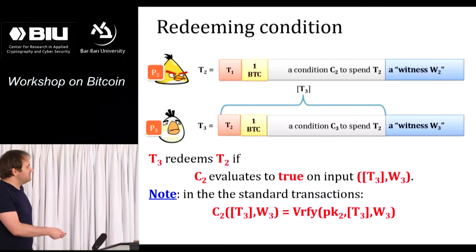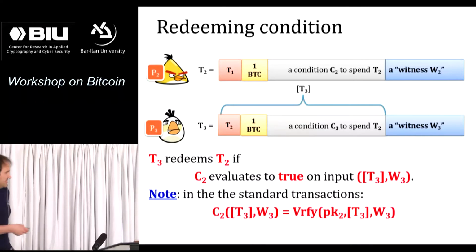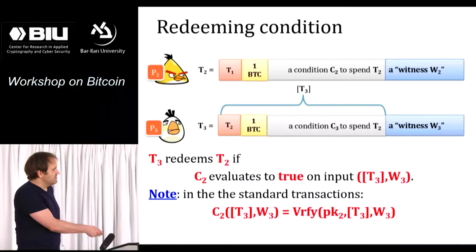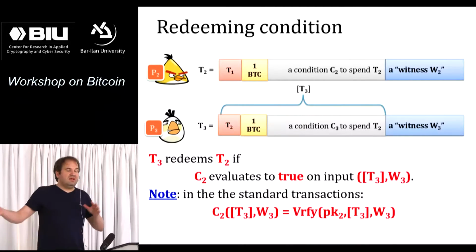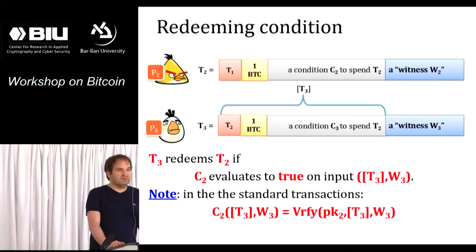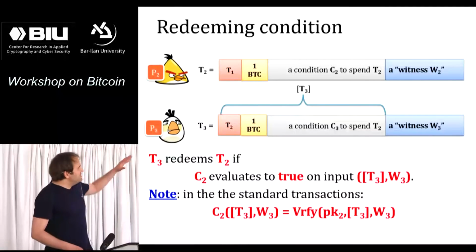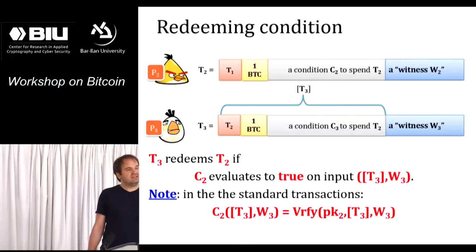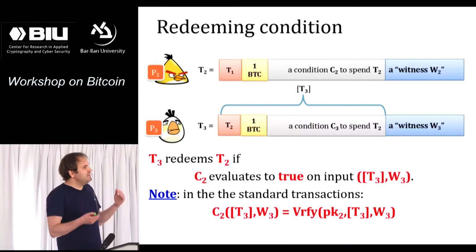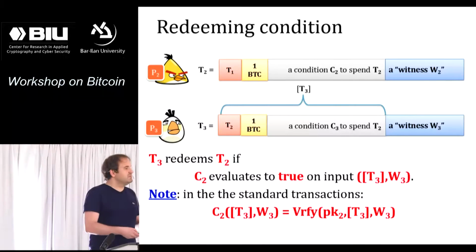In the standard transaction, as I told you, standard transactions are a special case of general transactions. This condition is simply: verify if, with respect to the public key of P2, the signature W3 is a good signature on the payload of transaction T3. You can view the verifying algorithm as an algorithm that evaluates to true or false, yes or no, right? Formally, it can be spent by any transaction that has a signature of P2. It's the same thing.